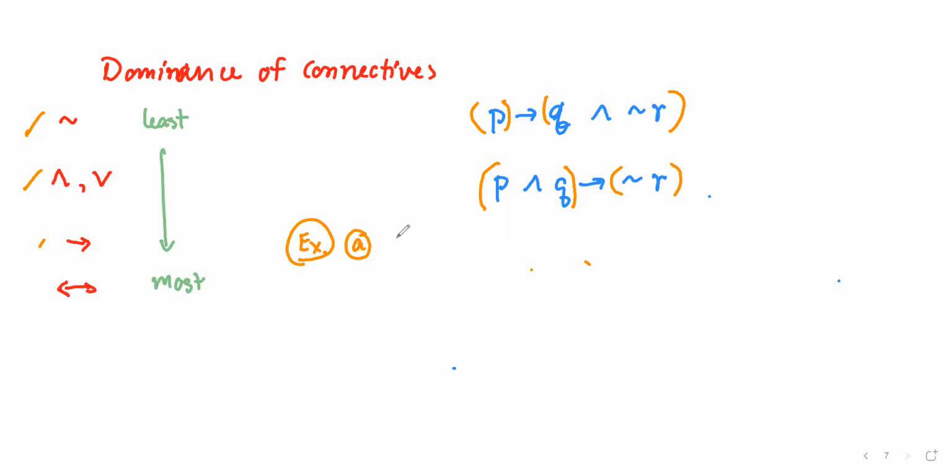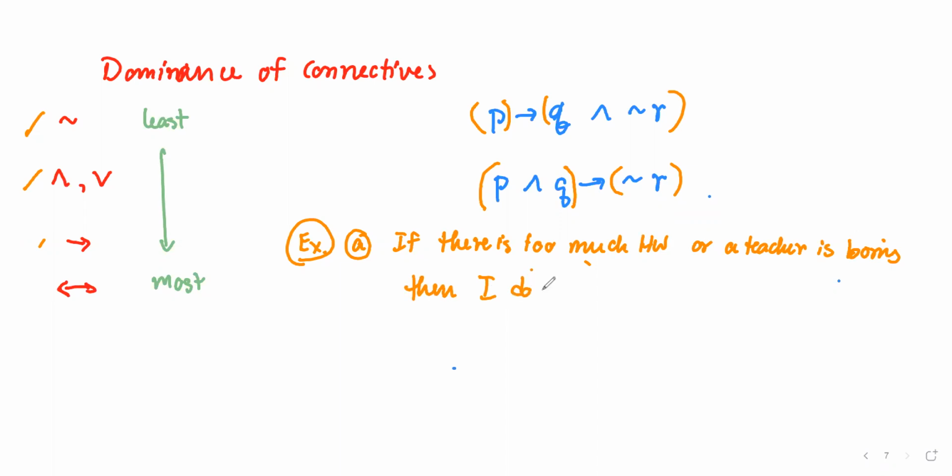In part A, it says: if there is too much homework or a teacher is boring, then I do not take that class. While part B is exactly the same, there is too much homework. I should have copied, right?